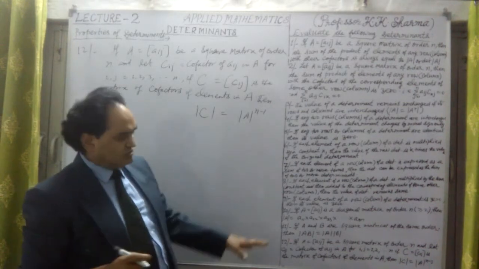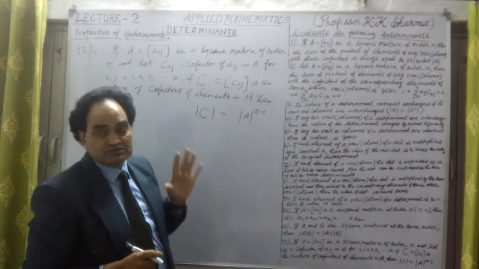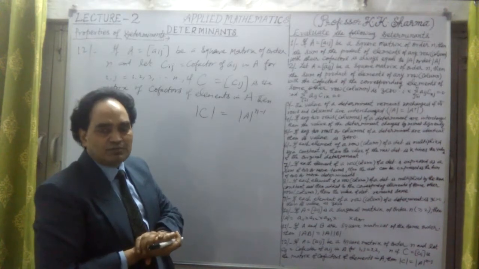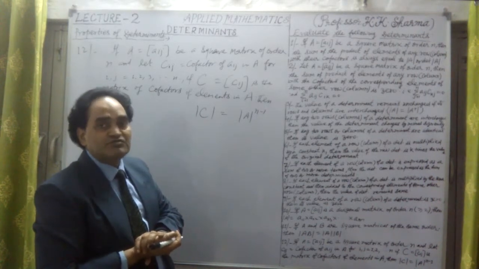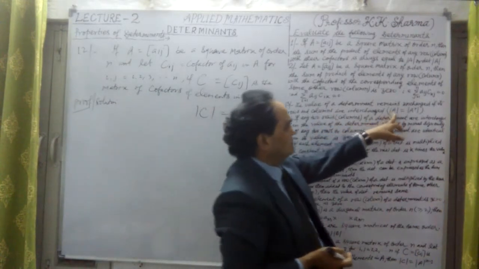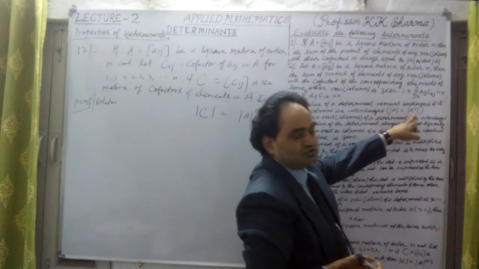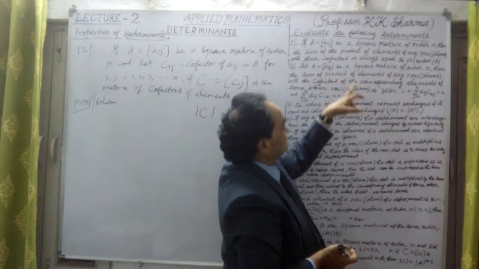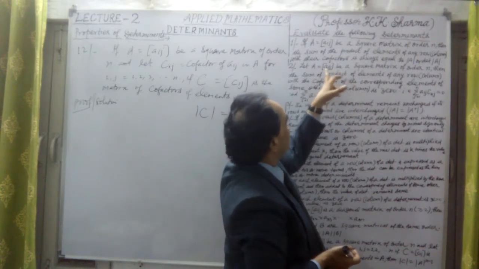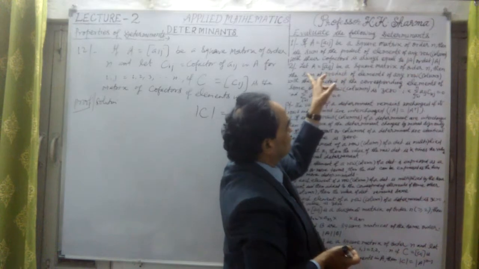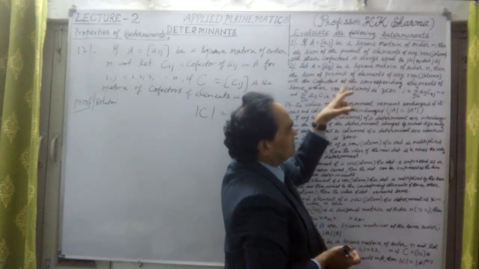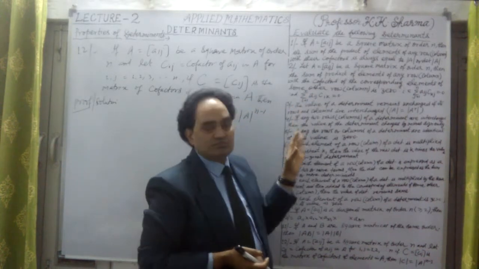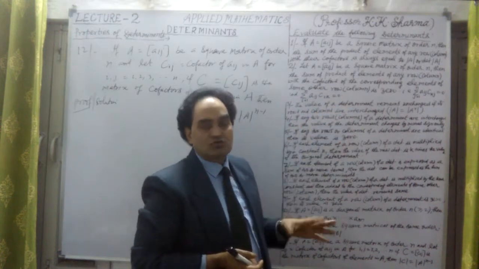In this, let me use some previous properties. What are those previous properties? If I find A transpose, you know that the determinant of A transpose equals the determinant of A itself, from property number 3. This I will use. The second property is that if A is Aij, a square matrix of order n, then the sum of the products of elements of any row with the cofactors of the corresponding elements of some other row or column is 0.